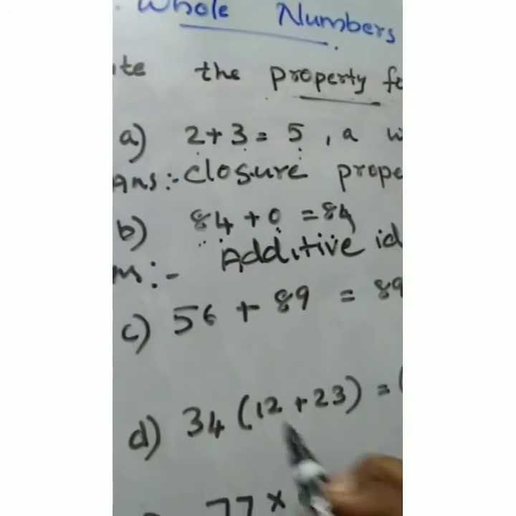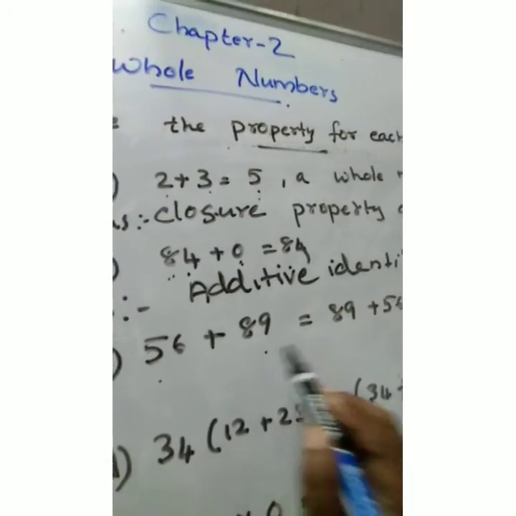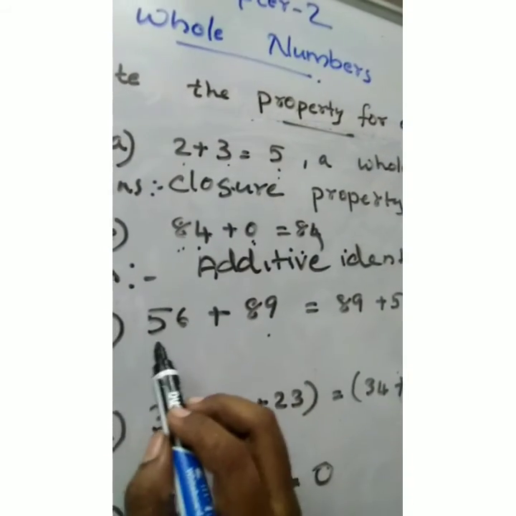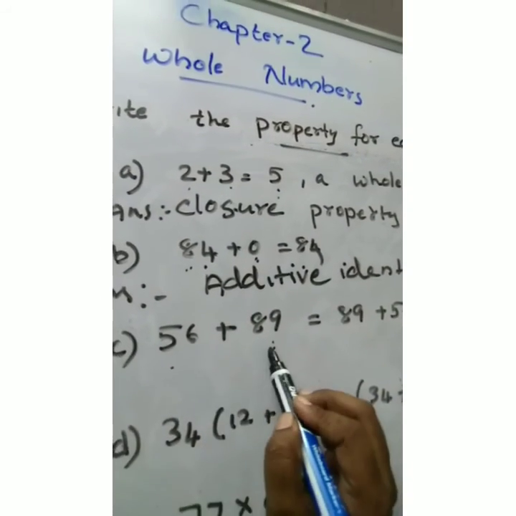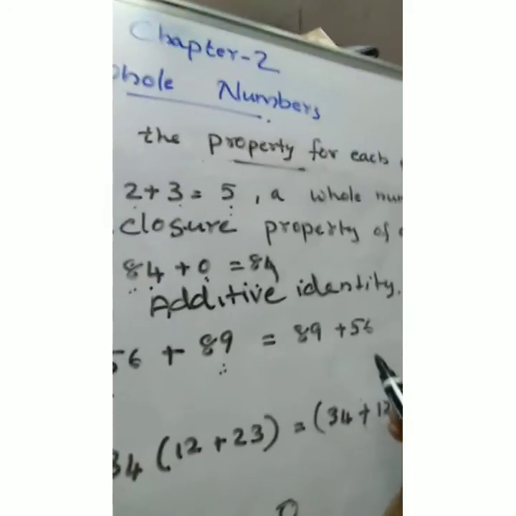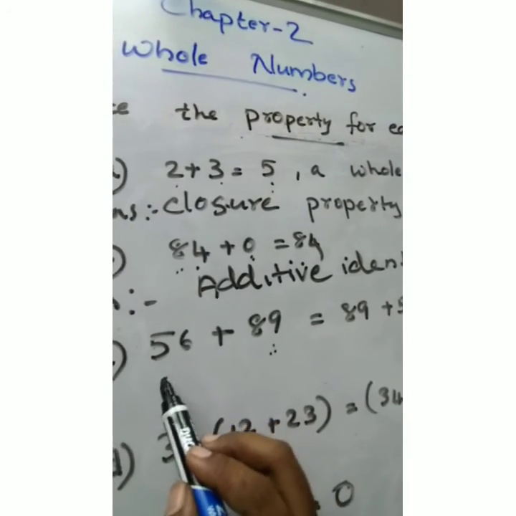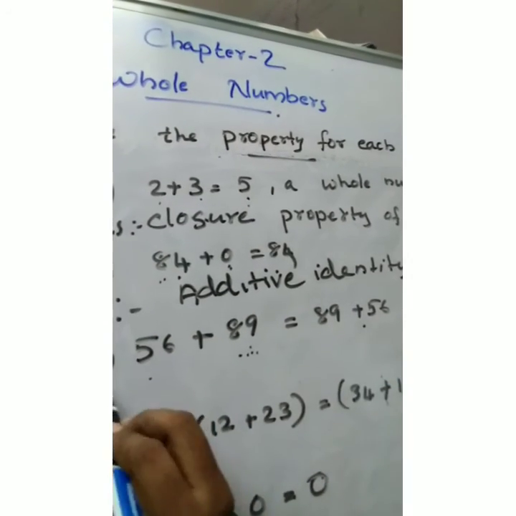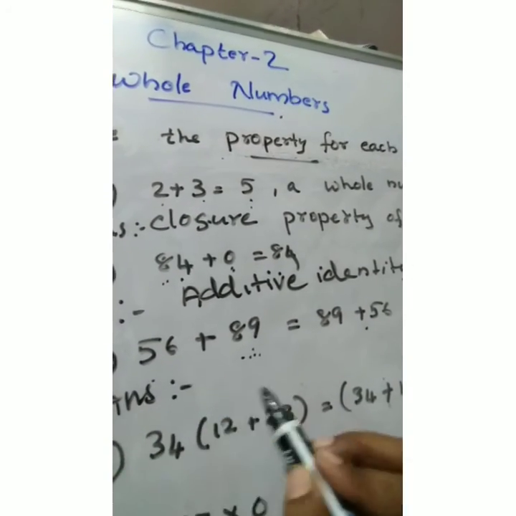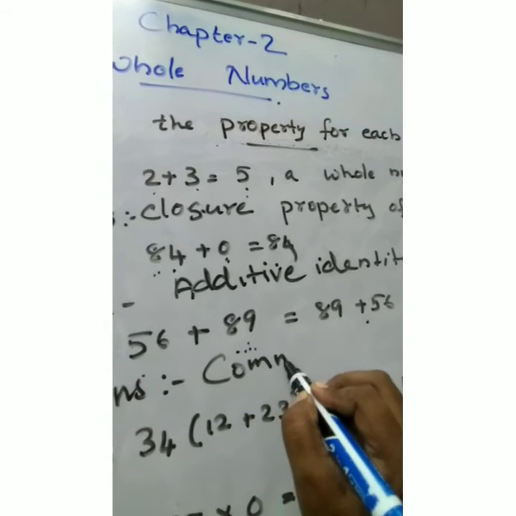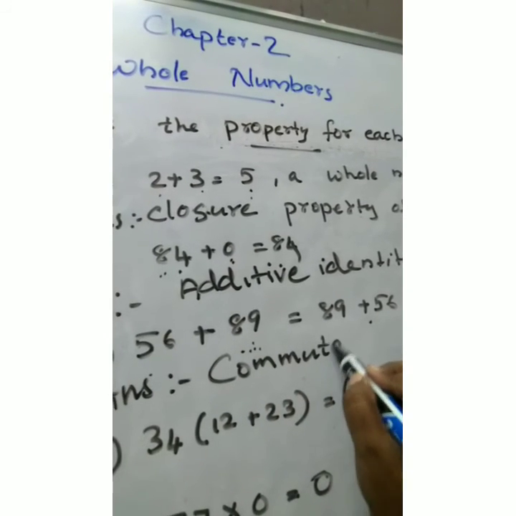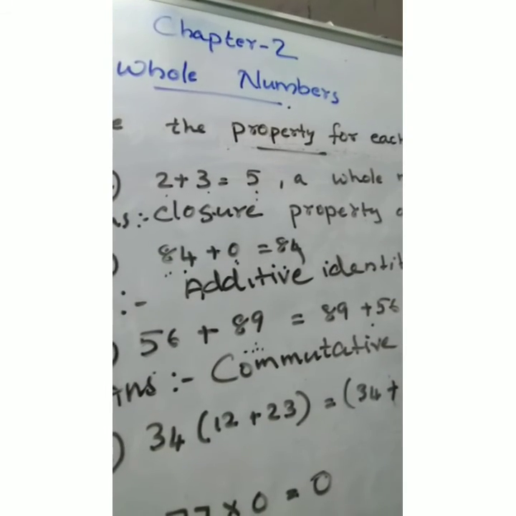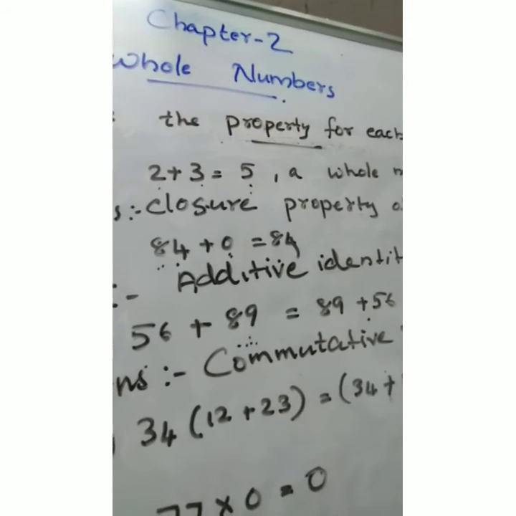Then next, 56 plus 89 is equal to 89 plus 56. In this question, what changed? The order of numbers. How many numbers are there? 2 whole numbers. That's why this property is known as commutative property.